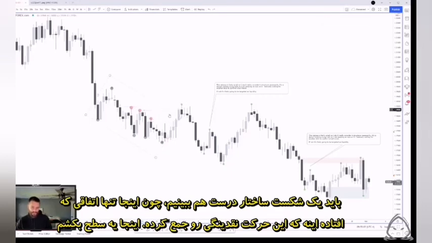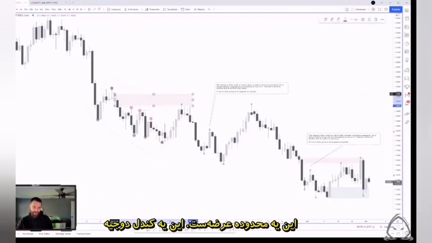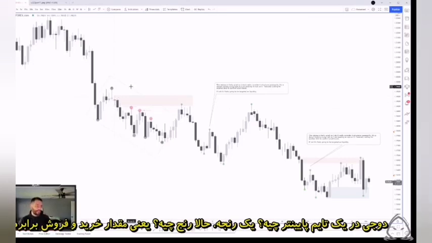If I just clear up all these squiggly lines, what we can do is draw in a zone right here. This would be a supply zone, more of a refined supply zone. You can see as it's a doji. What is a doji on a lower time frame?